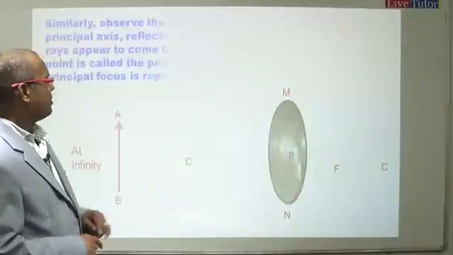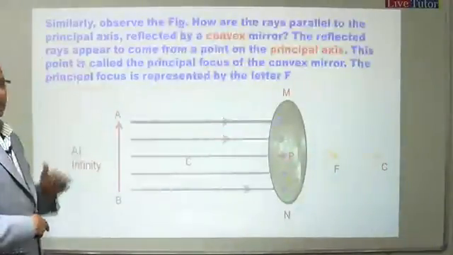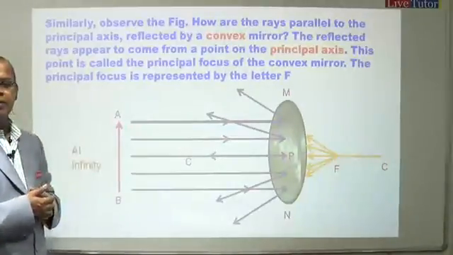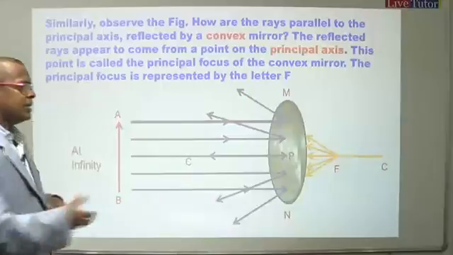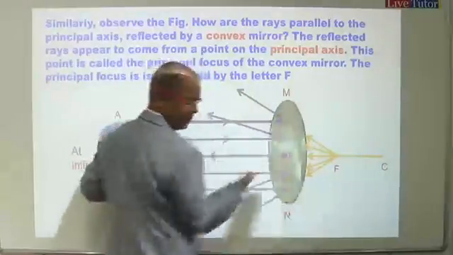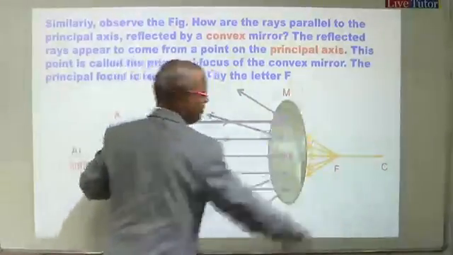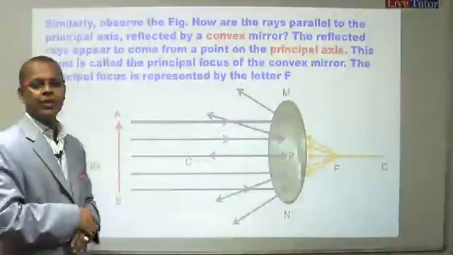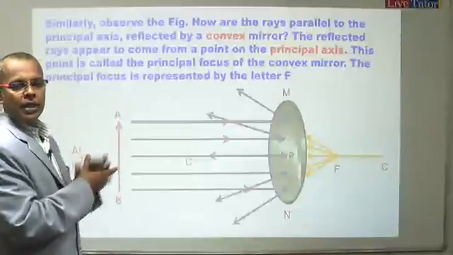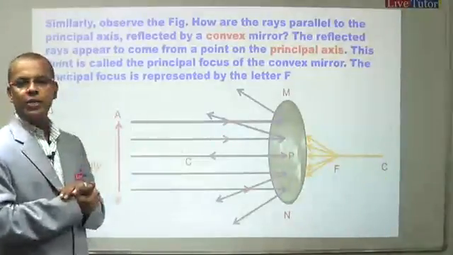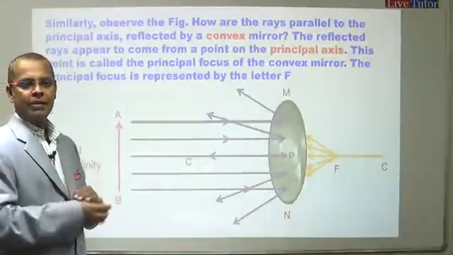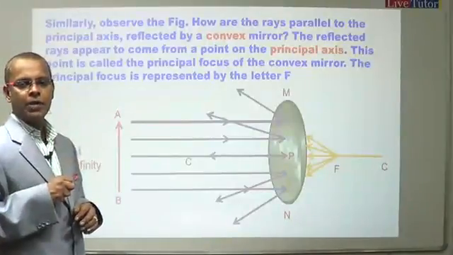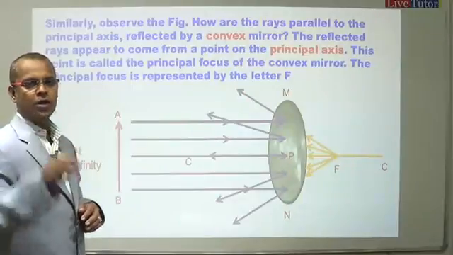Now, the next point you have to remember. Similarly, if it is a concave, we have already seen the concave. Now, if it is a convex mirror, curved outward this way, so what will happen in this case? How to locate the principal focus? The reflected rays may appear to come from a point on the principal axis. This point is called the principal focus.